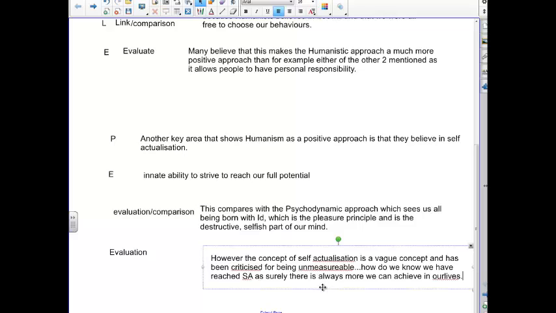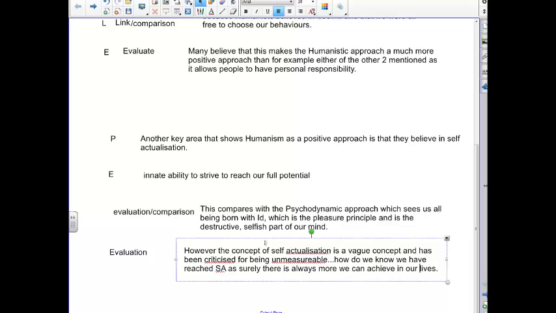Okay? So that hopefully gives you a bit of an idea about the structure that I want you to use. Now what you're going to do is use this on some examples that I'll show you. So have a go at that, see how you get on.